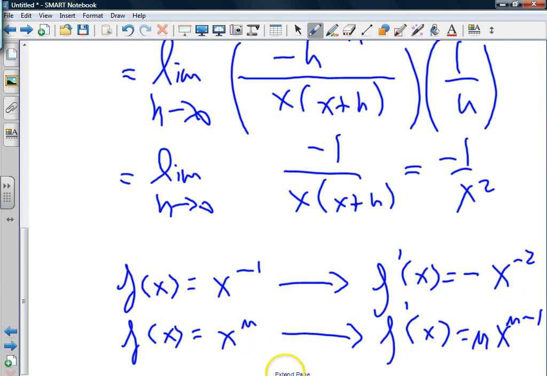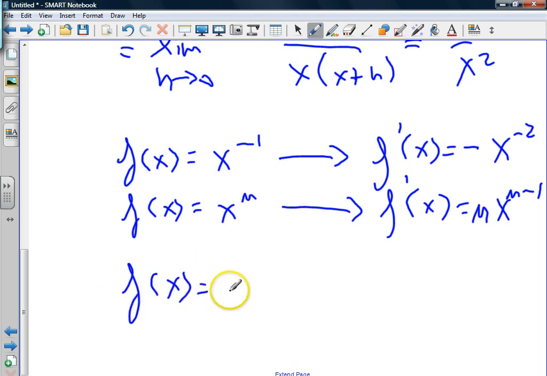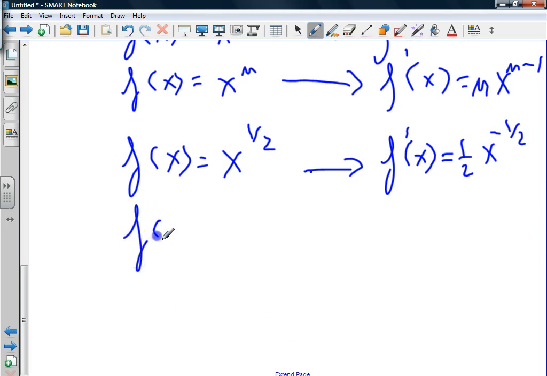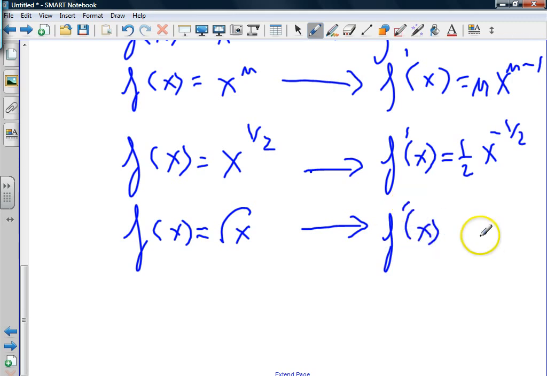So this is the question. If f of x is x to the 1/2, or rad x, you would expect the derivative to be 1/2 x to the negative 1/2. In other words, the derivative of the square root function should be one over 2 rad x, if you want to write it in radical notation. Let's see if that's true. That's my guess, my prediction, my hypothesis. Let's prove it.